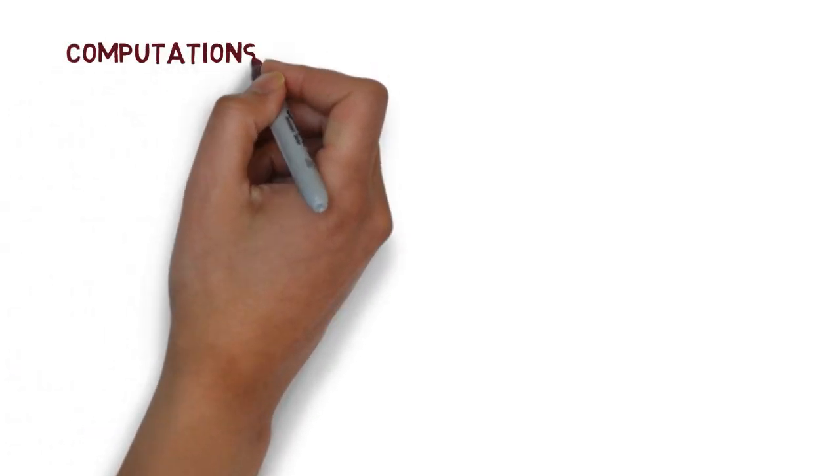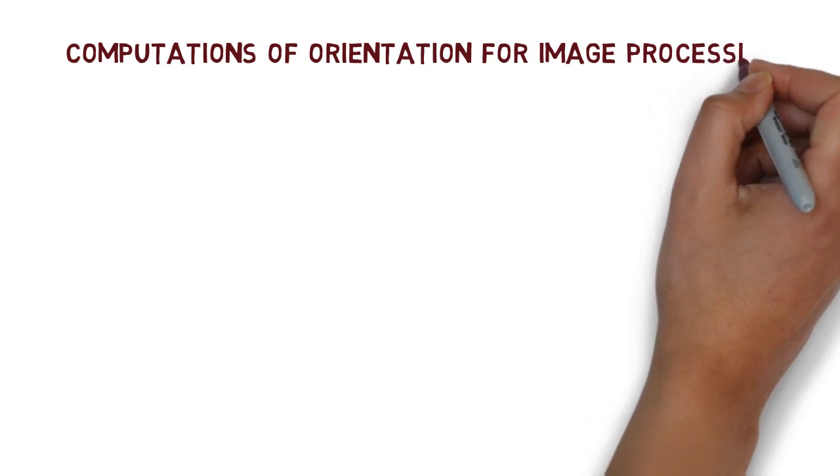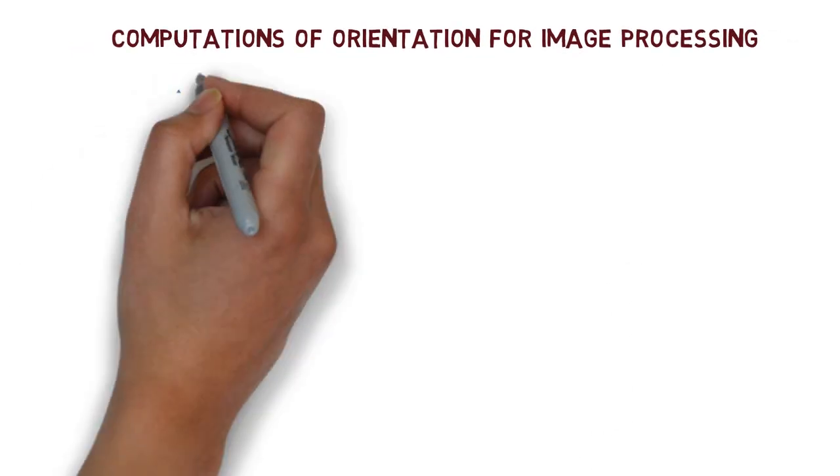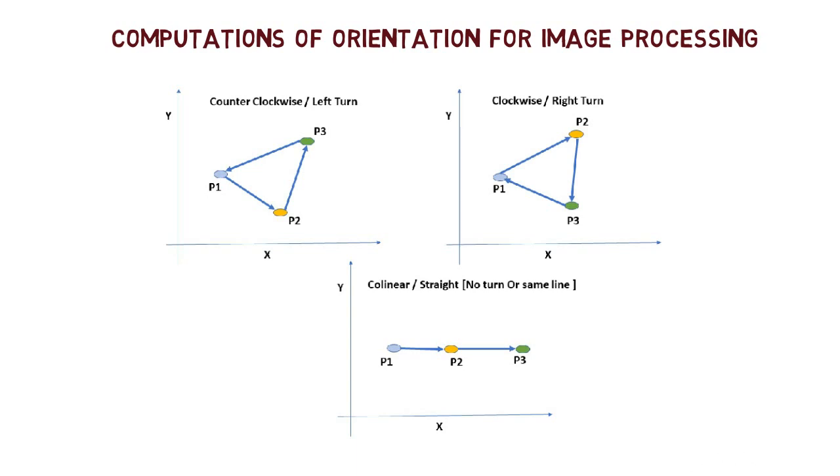Hello everyone. In this session, we will learn about the orientation computation for image processing. A point in the geometric plane is defined by the coordinates x and y. The points seen on the screen shall have certain orientations.